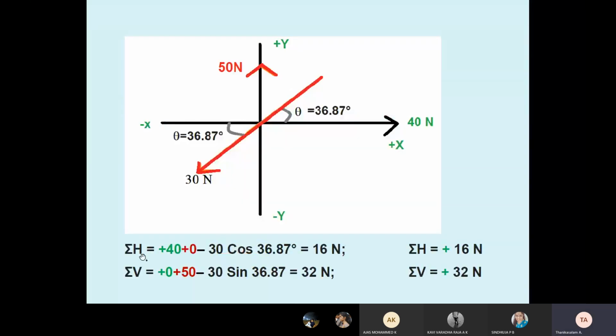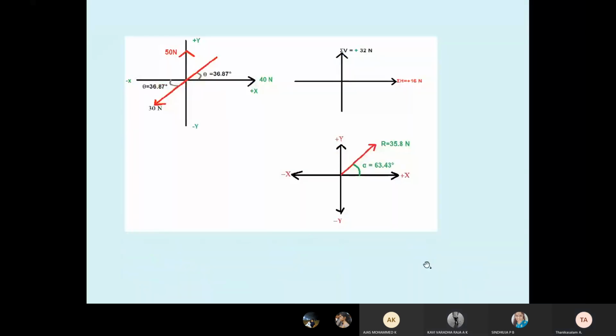See, summation of H is equal to plus 16 Newton and summation of V is plus 32. X plus, Y plus means which quadrant? X plus, Y plus, which quadrant? First quadrant. You see the last diagram. Therefore, the resultant is lying in the first quadrant.